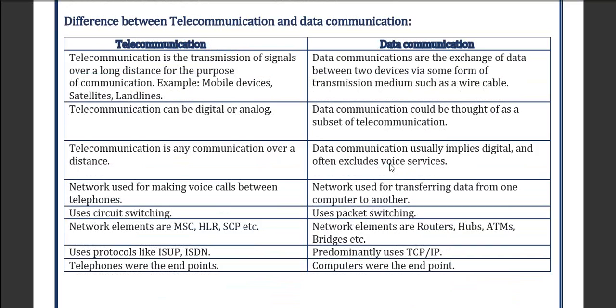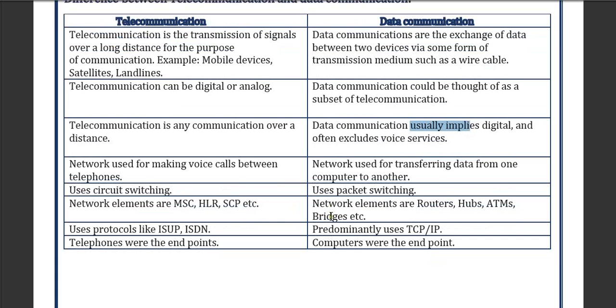The difference between telecommunication and data communication is given below. Telecommunication can be digital or analog, but data communication is a set or subset of telecommunication. Telecommunication is communication over a distance, but data communication usually implies digital and often excludes voice services. Telecommunication networks are used for making voice calls between telephones, while in data communication, networks are used to send and receive data.